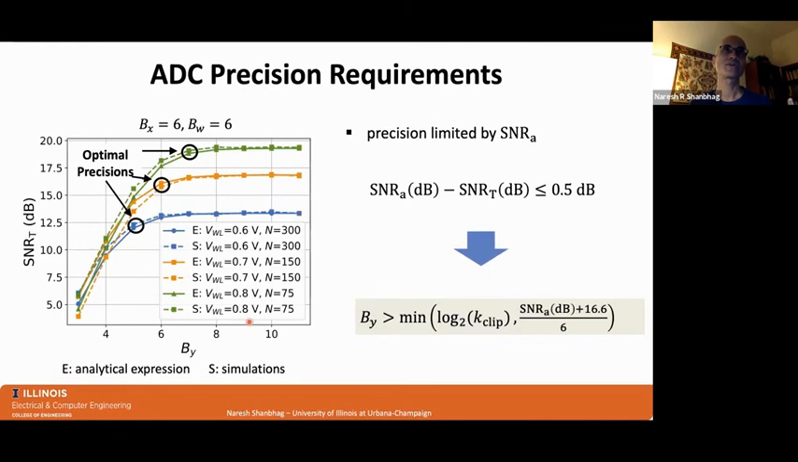Keeping that trade-off in mind, we can find a lower bound on the precision of the A to D converter. This gives us an exact expression for finding the optimal values for BY, the ADC precision, so that the total SNR is close to SNR-A. If you draw a horizontal line slightly less than 20 dB, that is the analog SNR upper bound that was established in the previous slide. So again, all of these different components are coming together and connecting well.